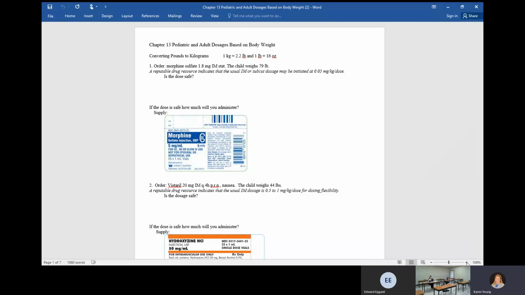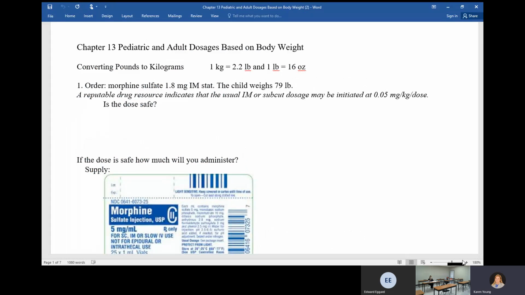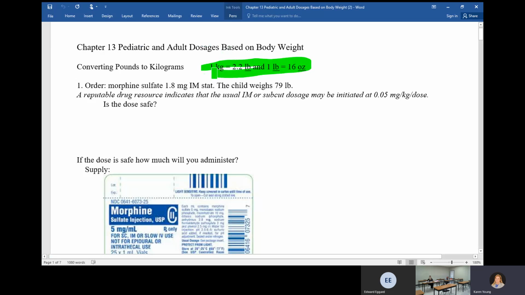So today is Tuesday, so this would have been last week. Things you want to remember. I'm going to kind of highlight these. You want to remember the conversion. Okay. So you want to remember that 1 kilogram is 2.2 pounds and 1 pound is 16 ounces.